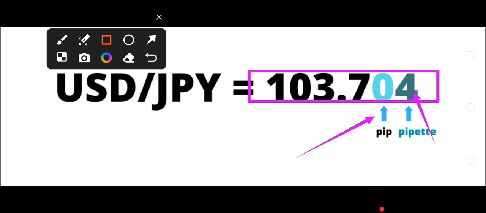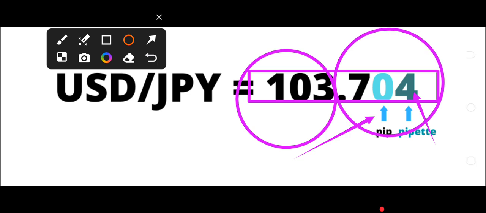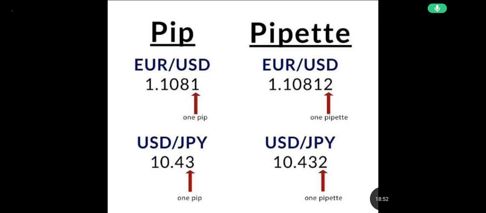Forget about what is before the decimal point. Just scratch your mind off what is the digit before. This is 103. Just remove it. What you are looking at is here, 704 after the decimal point. Okay, here is another example again.